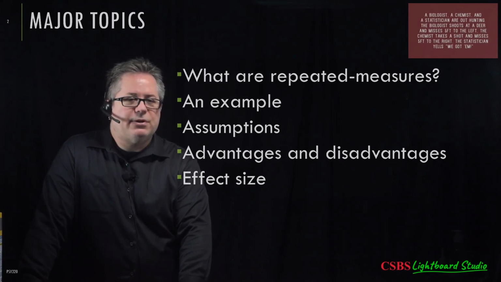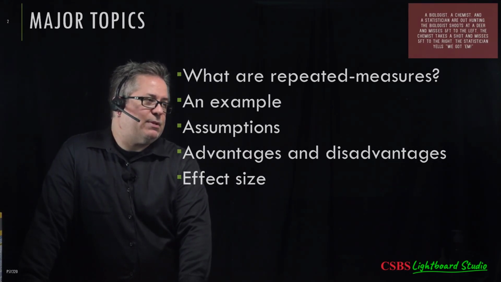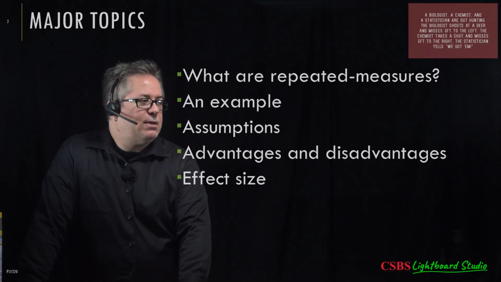I do this joke at the corner, which is funny that you read it. A biologist, a chemist, and a statistician are out hunting. The biologist shoots at a deer and misses 5 feet to the left. The chemist takes a shot and misses 5 feet to the right. The statistician yells, "We got him!"